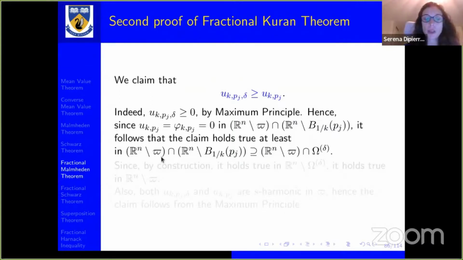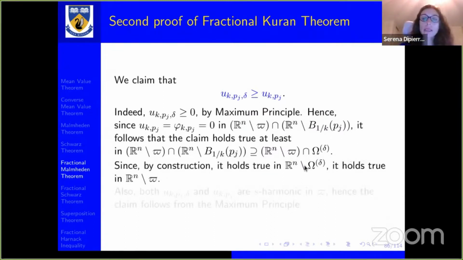So Rn minus var p intersected Rn minus the ball, which contains Rn minus var p intersected omega delta. Remember that B1 KPJ was outside omega delta, so I have this inclusion. But if I look at Rn minus omega delta, these two functions are the same because outside they both have the same exterior datum. And so at the end of the day, this inequality holds true in Rn minus var p because it holds true in Rn minus var p intersected omega delta, but it holds true also outside omega delta.